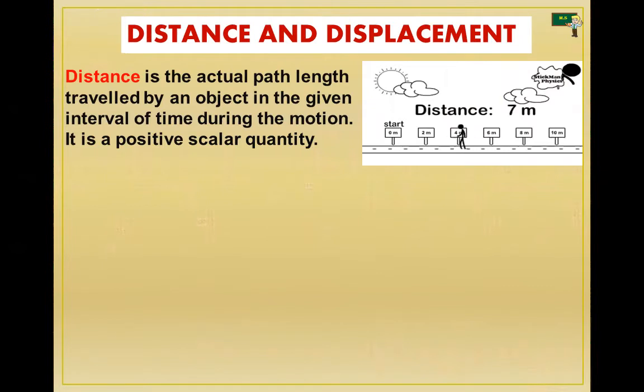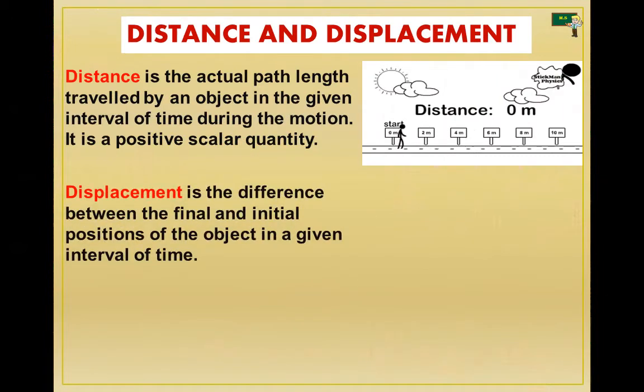See, this person starts at 0 meter and ends at 6 meter. So he covered 6 meter first, then he turned back. When he reached here, the distance is 10 meter. It is not about the traveled area but about the traveled distance, the length.